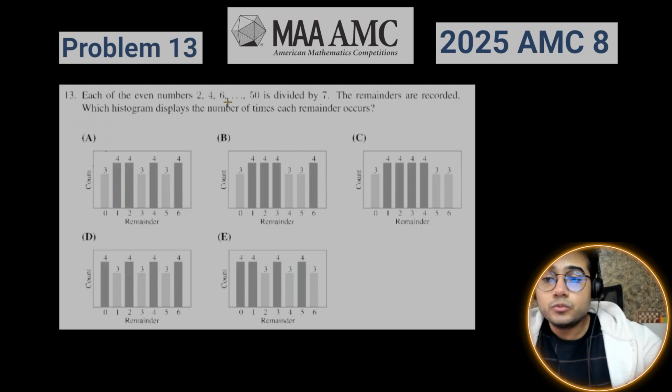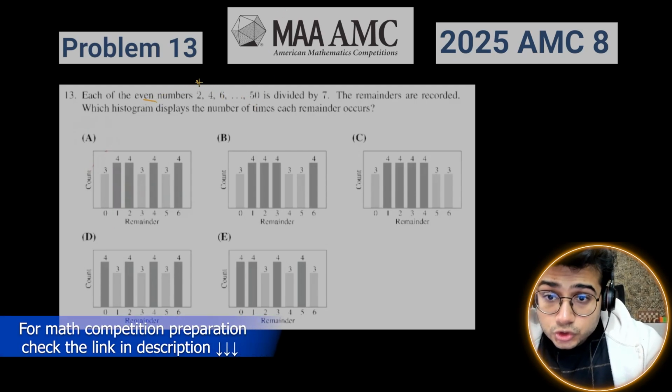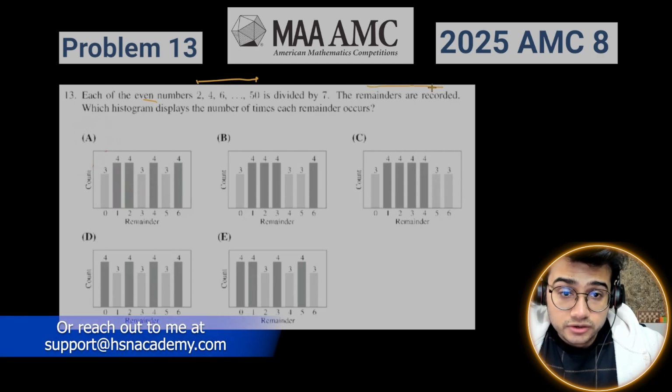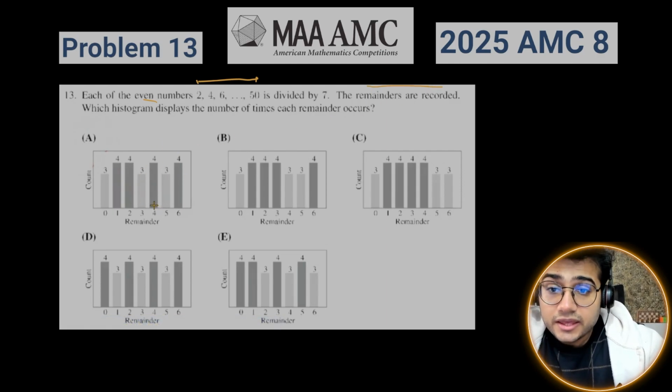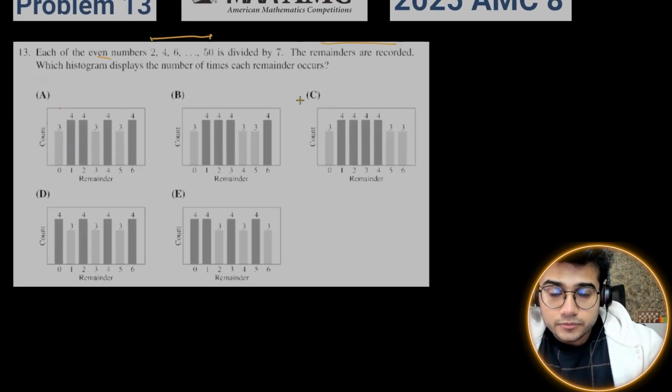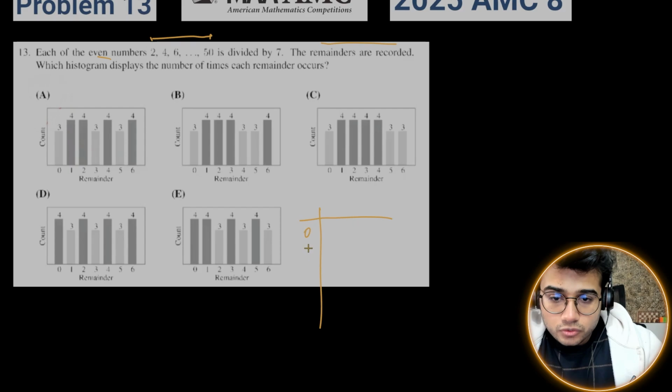Okay, so in this problem we have even numbers from 2 to 50, and we are dividing them by 7 and finding their remainders and recording them in this table. And they want us to find out which graph represents the correct number of each remainder. So let's actually do it this way. I am going to make some columns. So we have 0, 1, 2, 3, 4, 5, and 6. These are the possible remainders we can have when you divide by 7.